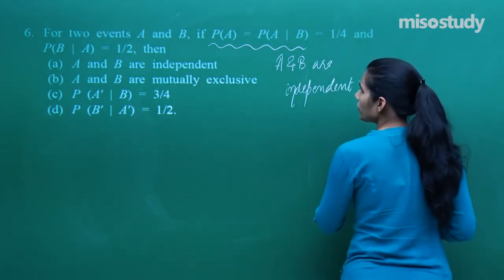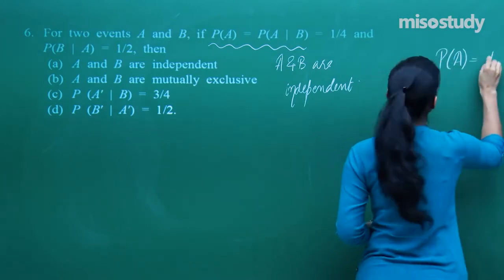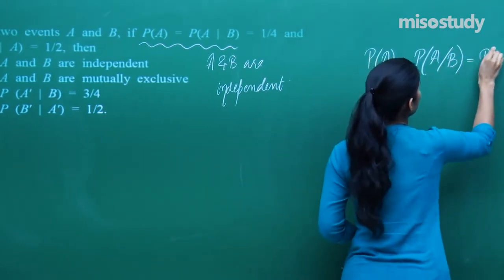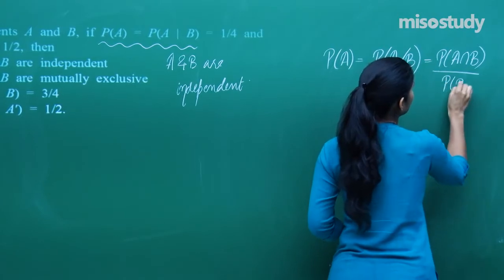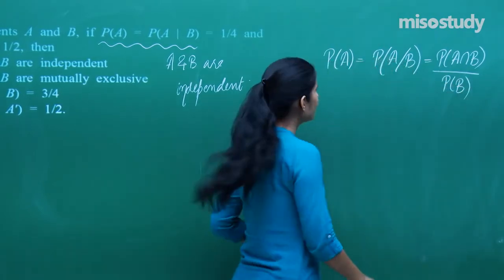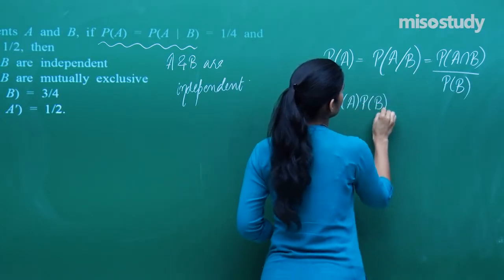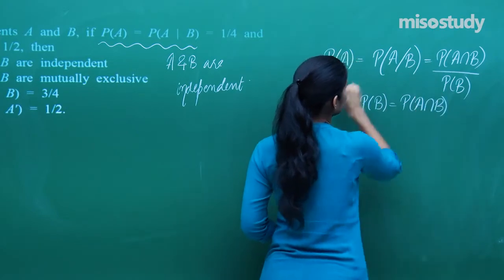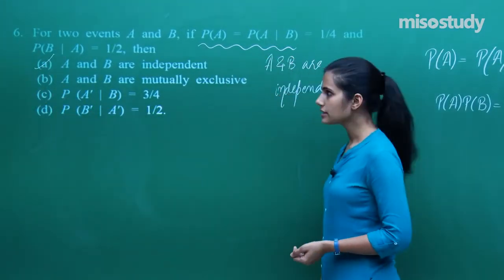Now you need to show whether A and B are independent or not. You are given that probability of A is the same as probability of A by B. This is equal to probability of A intersection B upon probability of B, right? And therefore you are getting probability of A into probability of B is probability of A intersection B. That's what you're getting. And therefore yes, A and B are definitely independent events.